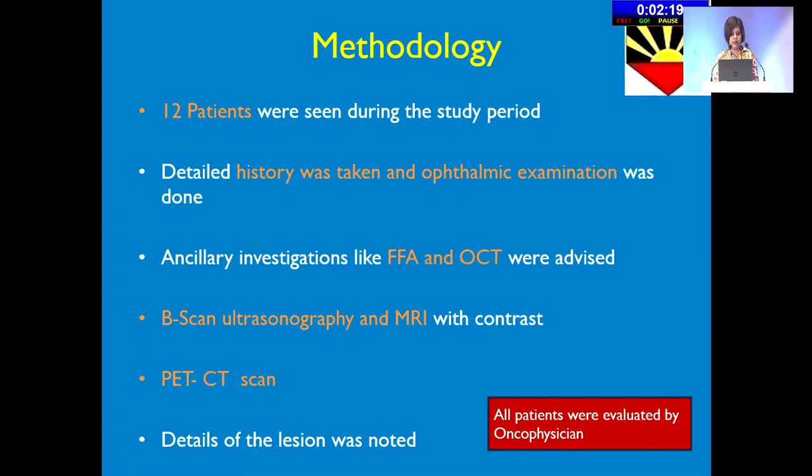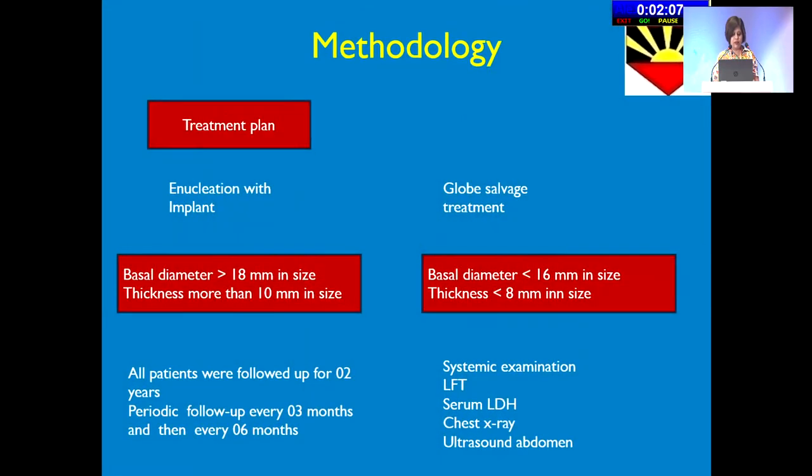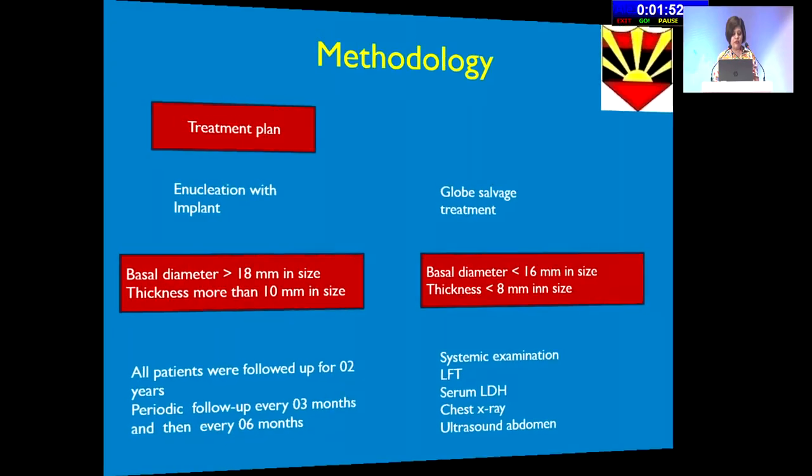Detailed history was taken. Investigations like FFA, OCT, B-scan, and MRI orbit with contrast were done. PET scan was done to rule out systemic metastasis, and details of the lesion were noted. At our institute, we formulated our treatment plan based on the basal diameter of the tumor and thickness. And enucleation we advise when the basal diameter is more than 18 and thickness more than 10 mm in size. All patients were followed up for 2 years.